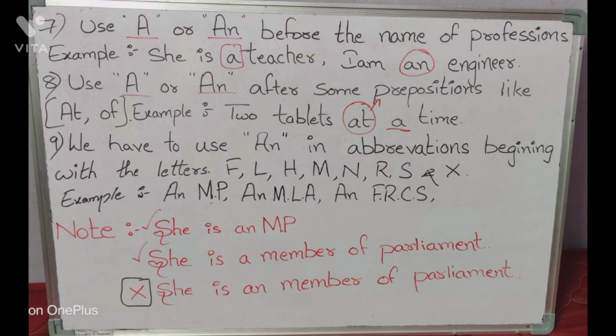Okay, and a is to be used before few and little also. A can be used before words like few and little. I have a few rupees. He received a little money from his friend. So we can use a for few and little.